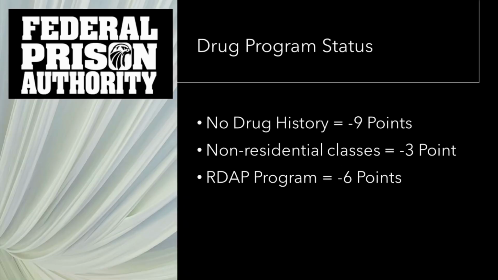And drug program status. This is very interesting. So if you don't have a drug history and there was no need for any type of drug programming and there's nothing in your pre-sentence report that says you abused alcohol or drugs, you get -9. That's awesome. But if you did have a drug or alcohol history and you complete even a non-residential drug abuse treatment program or non-residential drug classes, you can get 3 points knocked off. If you're eligible for the almighty RDAP program, you can get 6 points knocked off, and that's a pretty good deal, particularly if you're nonviolent. You can get the year off your sentence and then 6 months halfway house backed off on that.